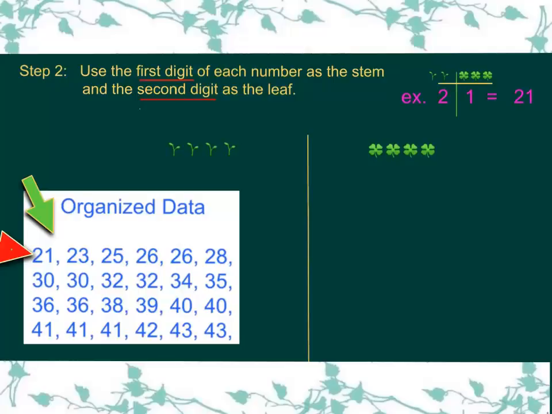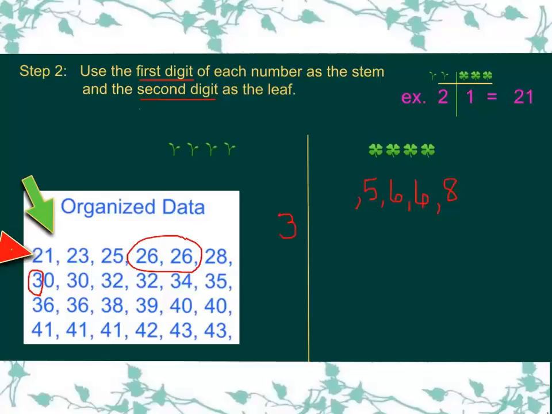So next we go to 25. We have two 26s, so we need to record two 6s. And the last digit in the 20s is 28. Now we're going to move to the second row on our stem. The second row begins with our 30, so we record a 3.